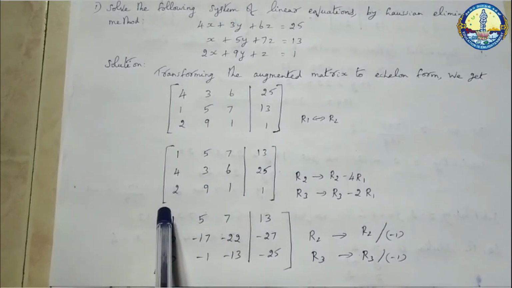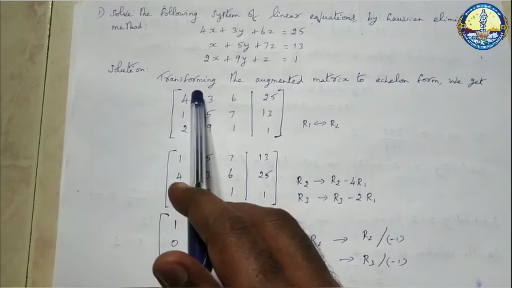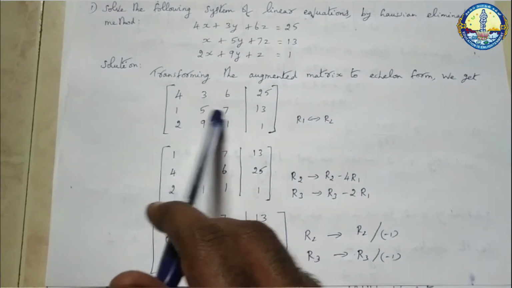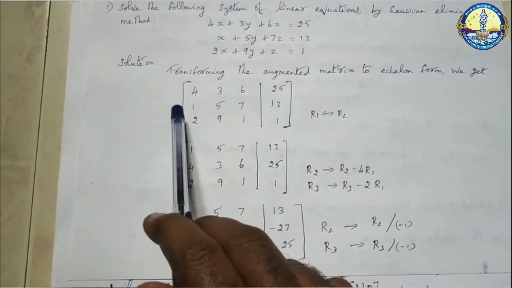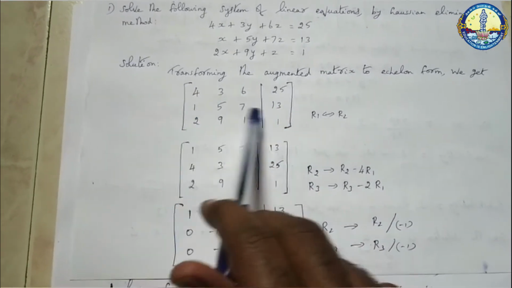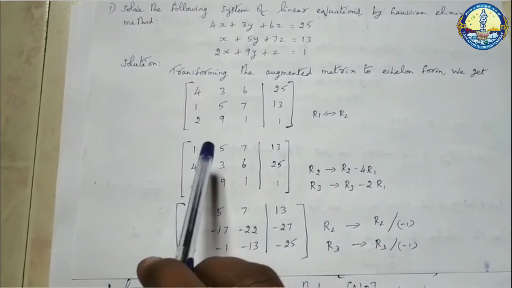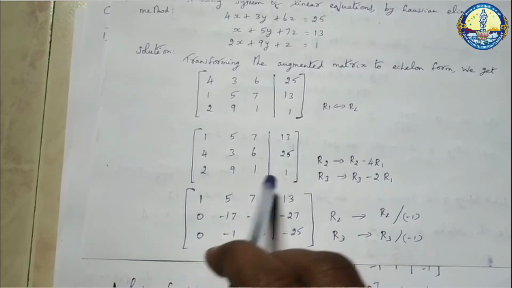Obviously, if the first element is 1, then it will be simple. So I simply interchange row 1 and row 2, R1 ↔ R2. So the matrix is 1 5 7 13, 4 3 6 25, 2 9 1 1.